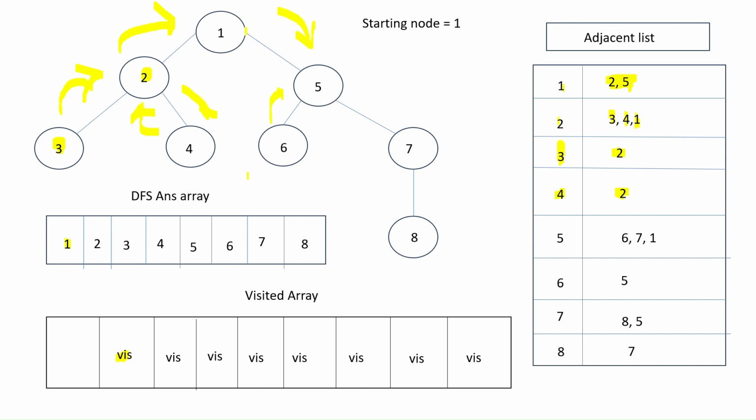Once all the nodes are visited, I will backtrack to 1 and see if any nodes are left which are unvisited. I can see that no nodes are unvisited. So now our DFS traversal is completed.